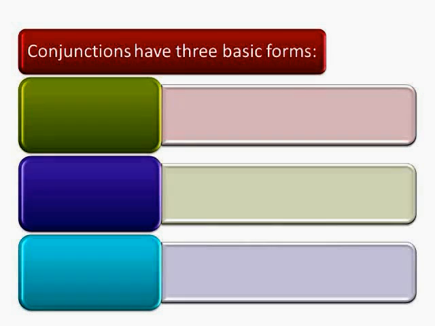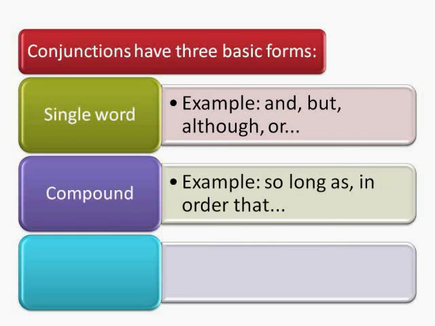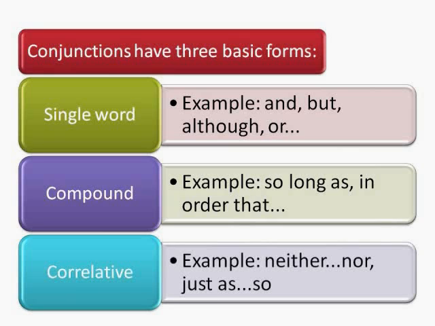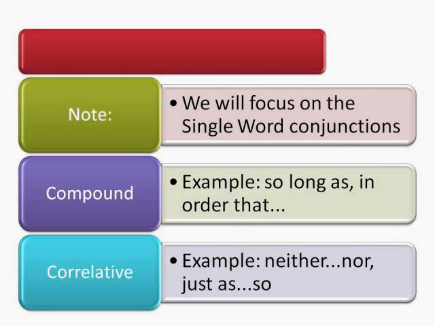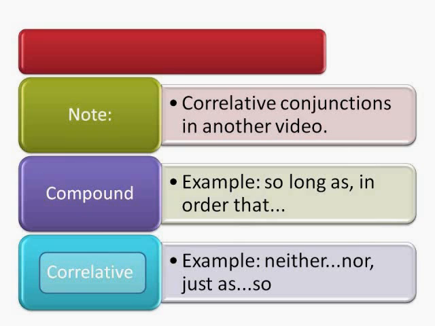Conjunctions have three basic forms. Single word, like and, but, or. Compounds, like so long as, in order that, and correlative. Those we'll talk about in another video. Note, we will focus on the single word conjunctions for this video, and we will visit compound and correlative conjunctions in another video.